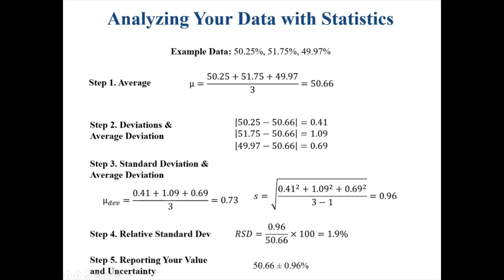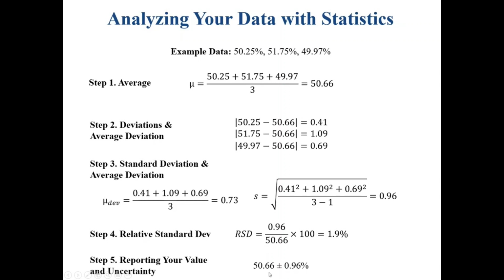So if you have a bell curve and you have an average score, which is at the top of the bell, this basically says that 66% of your data, which is within the first standard deviation, is going to fall within 50.66 plus 0.96 and 50.66 minus 0.96.